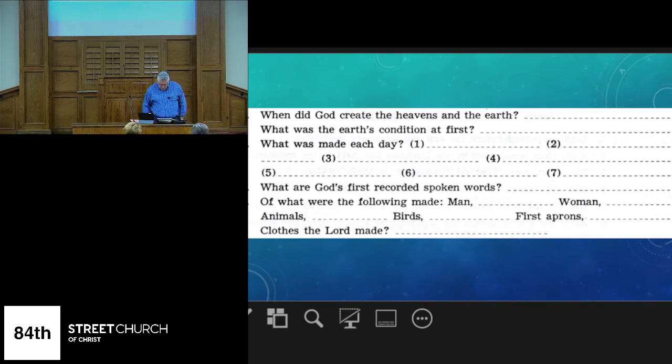The first aprons. I'm not really sure. Most of the modern day translations talk about aprons, but effectively it was a covering for the hip area. What were those made out of? And what were the clothes that God made for man that were more appropriate? Made out of skin. We understand that to be animal skin.